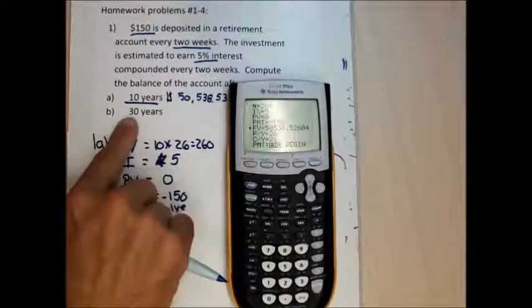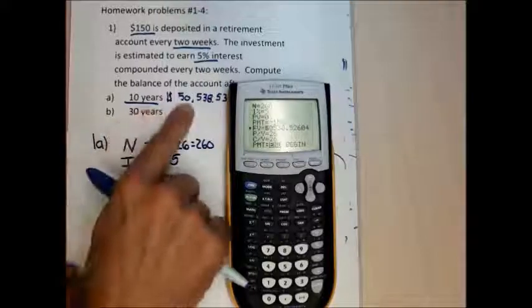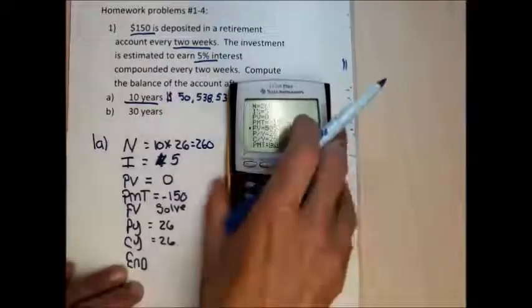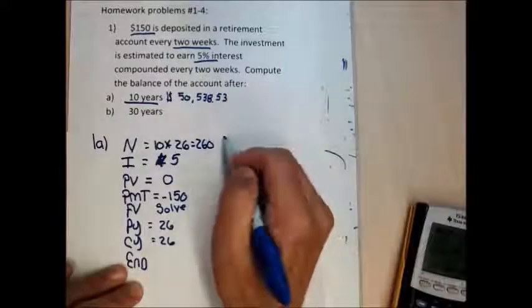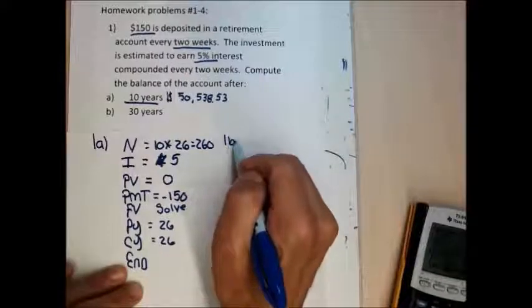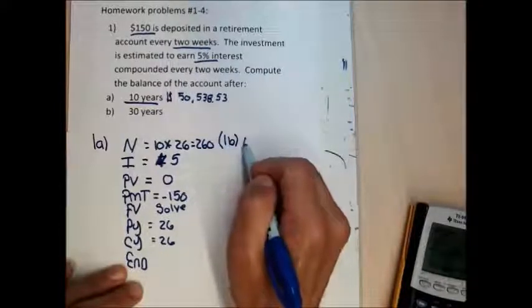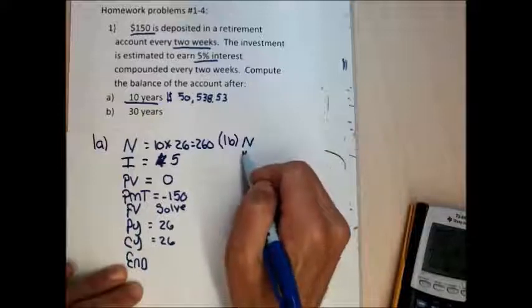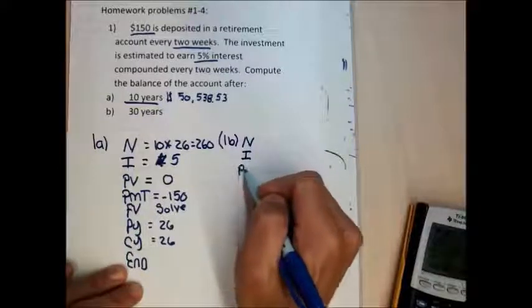If I save for 3 times the length of time, it's going to be more than 3 times the money. So for part B, it just is supposed to show you that if you start saving when you're young, the amount of money you get is pretty substantially more.